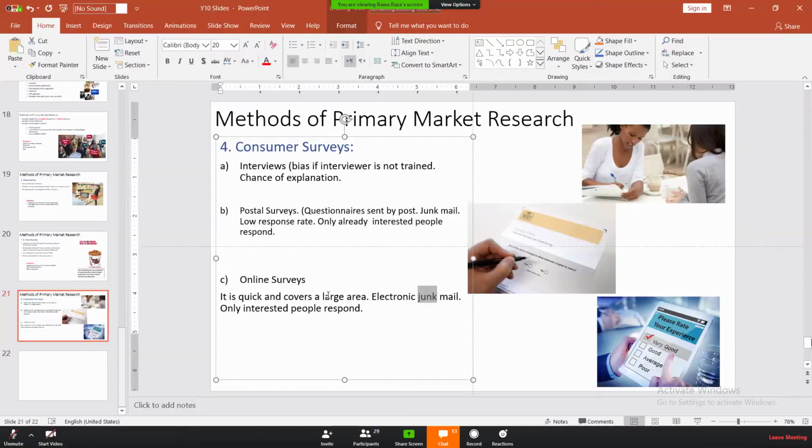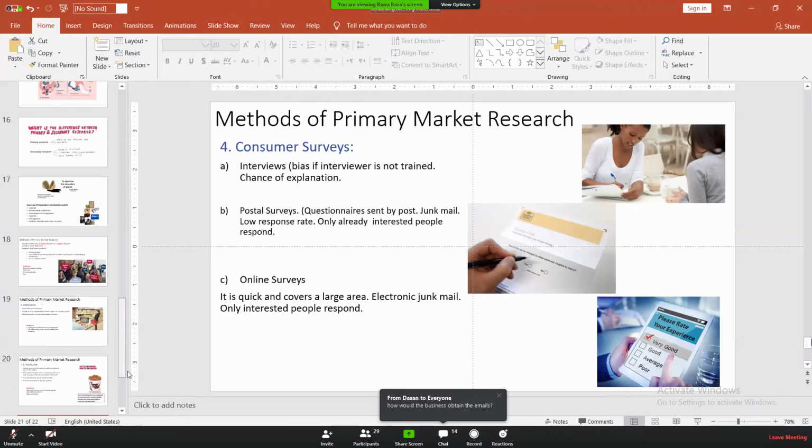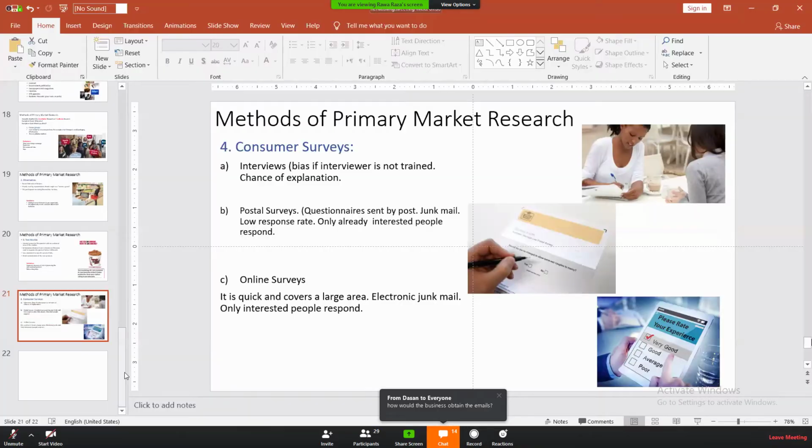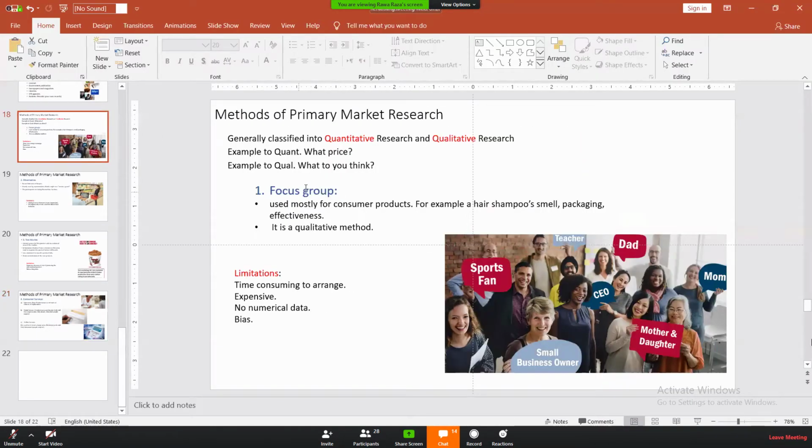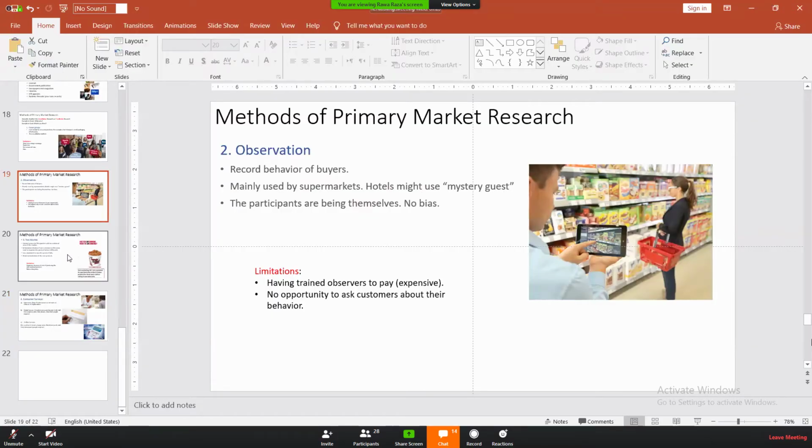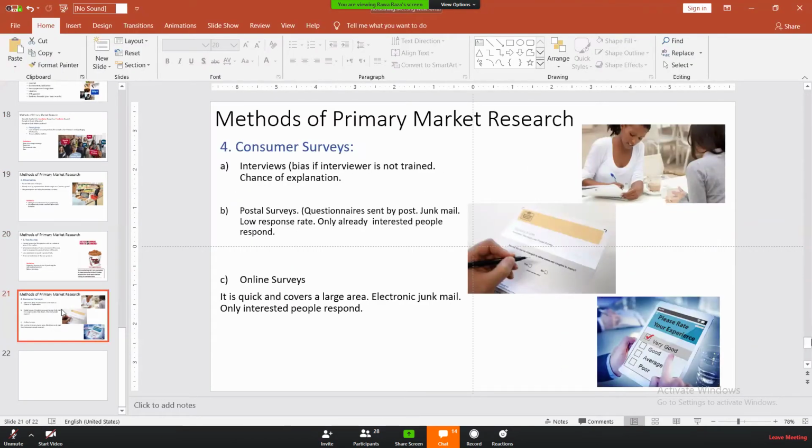Okay. So these were the methods of primary market research, with their benefits and limitations. Which one do you choose is the question now. Well, the more you choose, the better. So in order to gain really accurate data, you might do focus group and observation and test market and consumer survey. Why? Because the more of these ones you do, the more reliable and accurate the data would become. But you can't sometimes because you're restricted by resources, time, and money.